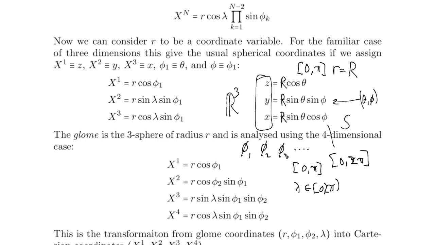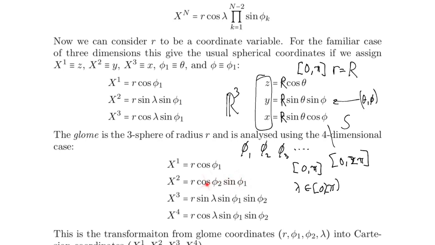So anyway, x1 is r cosine phi 1. So there's one angular variable, phi 1, for the first x coordinate. The second x coordinate would be r cosine phi 2, which is the second angular coordinate, times sine phi 1, which is the first. So this is actually a very different kind of thing.